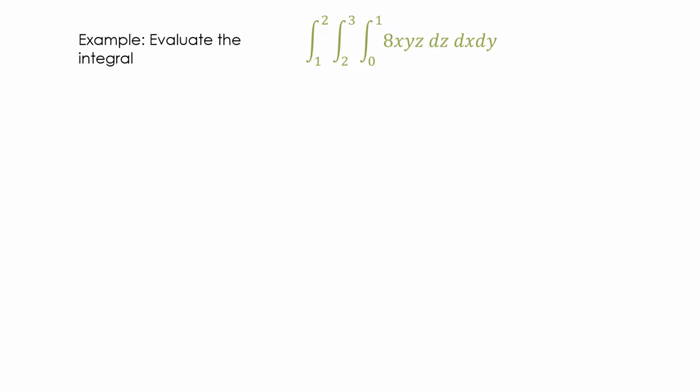Now take an example. You have to evaluate the triple integral 1 to 2, 2 to 3, 1 to 1, 8xyz dz dx dy. So first we have to notice the order of integration. Here first we have to integrate with respect to z, then x, then y, and all the limits of integration are constant.